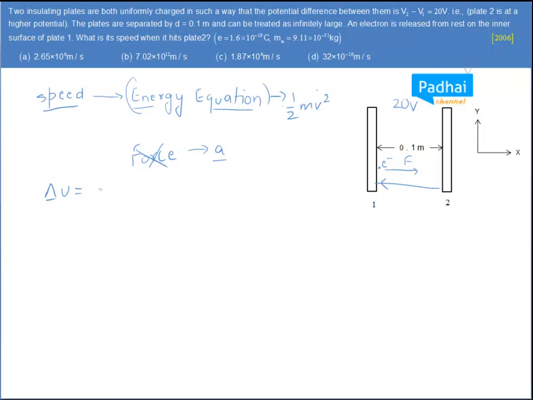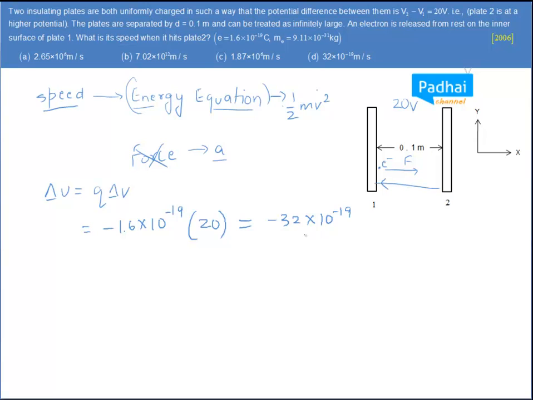Delta U will be equal to what? Q into delta V. Delta V is 20 volts, but Q is negative. That means minus 1.6 into 10 raised to the power of minus 19, which is the charge on the electron, and delta V is 20. So this will be minus 32 into 10 raised to the power of minus 19. That means delta U is negative, so it is losing potential energy.